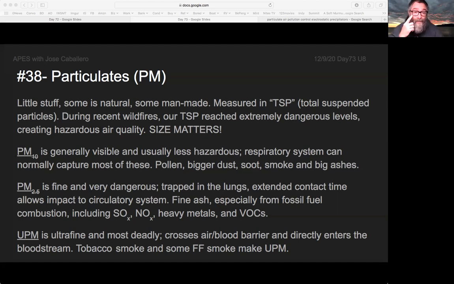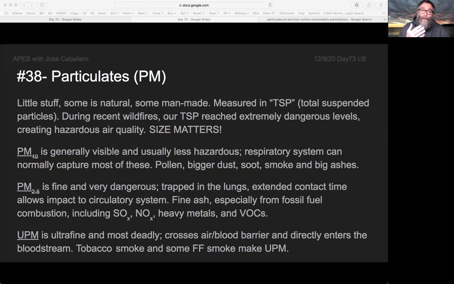PM10 is something you can see with the naked eye. And because it's so big, it's less dangerous because your body filters that sort of stuff. Most natural particulate material is PM10. So, yes, it can still be harmful. Yes, you should still avoid it. But for the most part, we have evolved in the presence of natural particulates. So when humans add particulates that are about the size of natural ones, your body has to work harder, but your body's evolved to deal with that stuff.